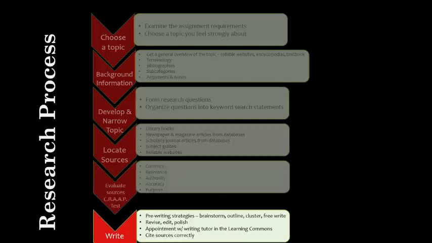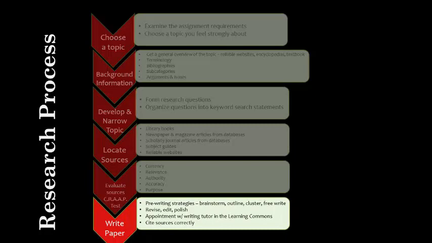Then, of course, there's the writing phase of the research paper. Throughout the research process, you should be keeping detailed notes about your ideas, evaluation of sources, and where you got your information, and citation information. Different pre-writing strategies work for different people. Some people like outlining, others like cluster mapping, some like free writing.